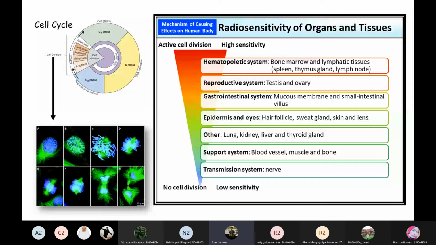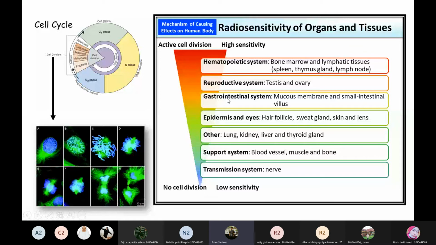Karena gastrointestinal system itu kan we don't eat all the time, right? We just eat, for example, 3 or 4 times a day, and it means that the challenge for the damage of the cells is really lower as compared with the reproductive systems. And the lower is the nerve and also blood vessels and muscles and bones. Jadi kalau sistem saraf, sel-sel saraf, kemudian blood vessels, pembuluh darah, and muscles and bones are less sensitive to radiations because the cell division, karena pembelahan selnya lebih rendah dibandingkan dengan sel-sel yang lain.